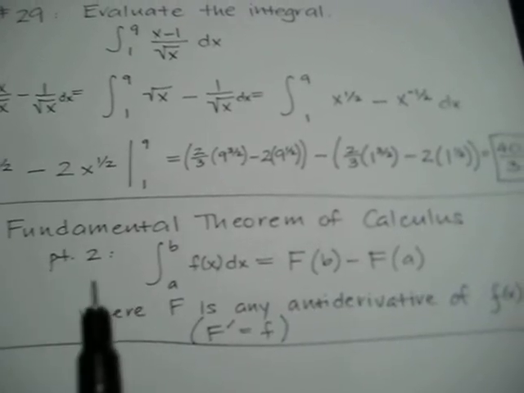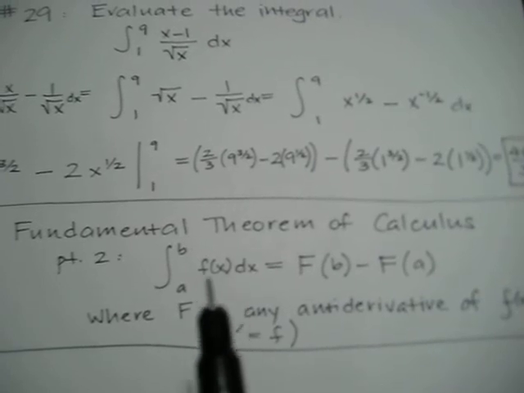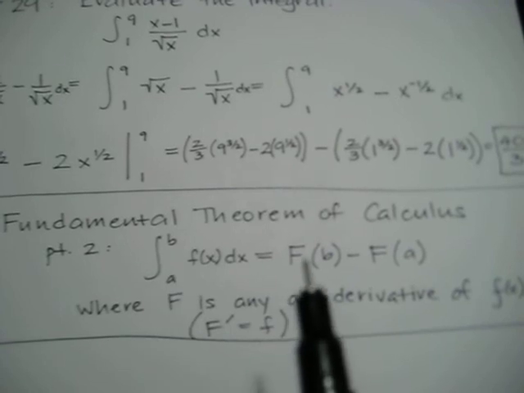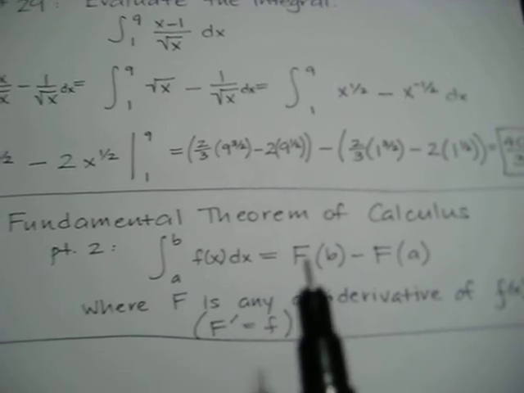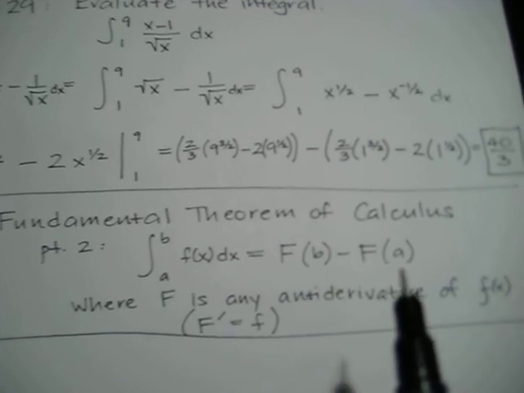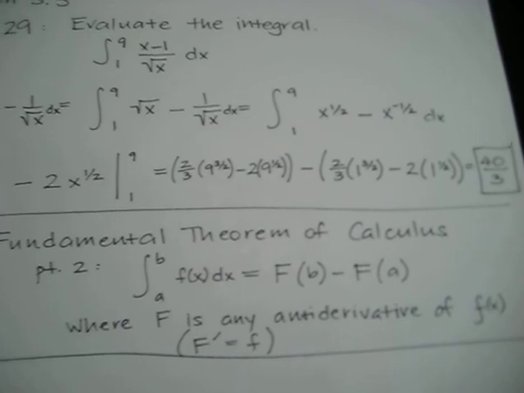Now this problem is from section 5.3, and it's based on the fundamental theorem of calculus, part 2 right here. It says that if you have an integral of the function f of x from a to b, to evaluate it you can find the antiderivative, capital F, which is what it represents here, plug in the values of b and a, and then you'll find your value right here. And that's it.